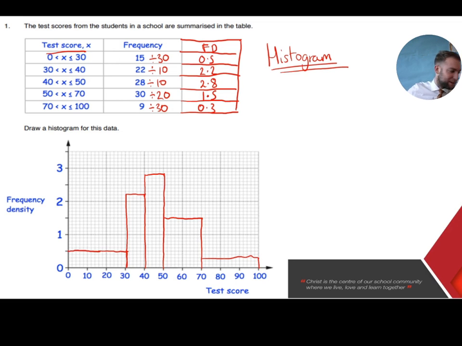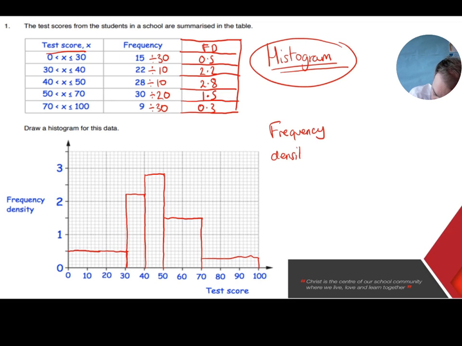You make sure you use a ruler, make sure your line's nice and straight. I can't do that on this. Maybe I should have tried it with a ruler, okay? So that is a histogram. And remember, frequency density is equal to your frequency divided by your class width. Okay, you should have done this already.